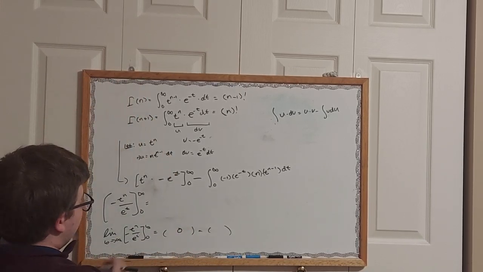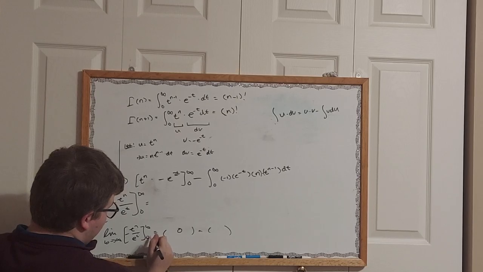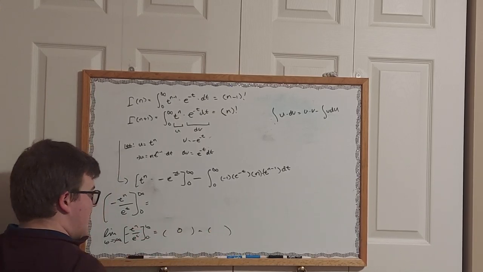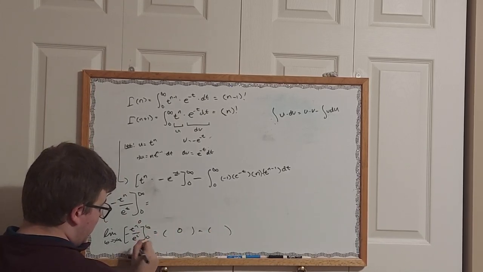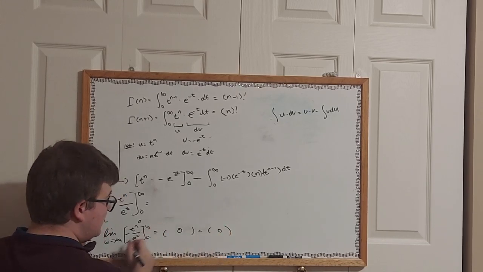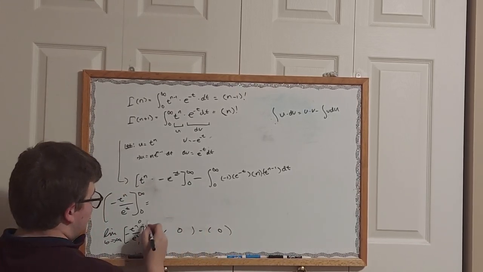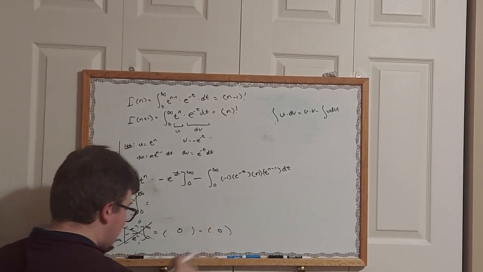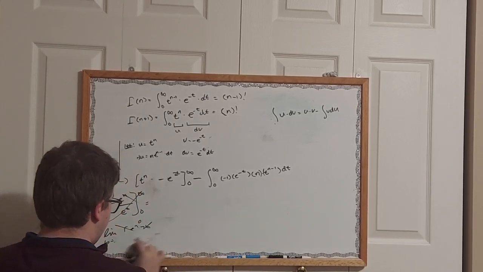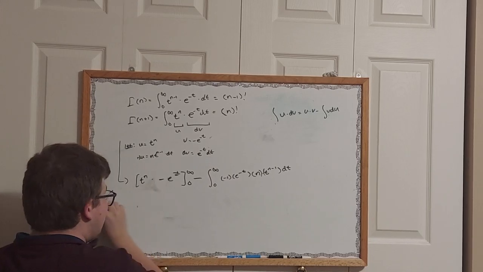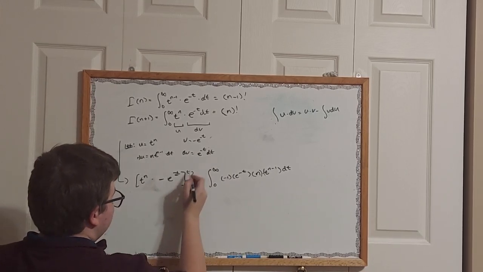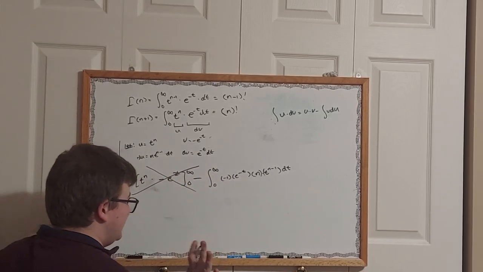And then when we evaluate this at zero, we get zero to the n, which is zero over one, which is zero, which means this whole thing is basically just zero. Because zero minus zero is zero, the whole thing goes away. It's nothing but zero, which is really handy because now I can just say goodbye, effectively.